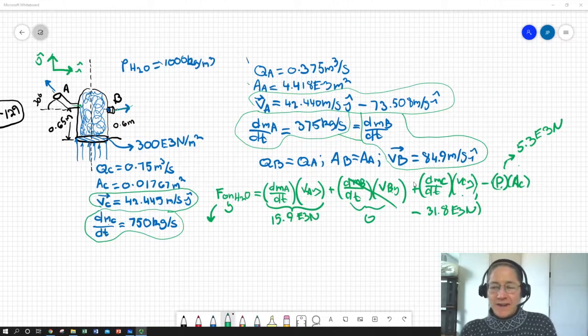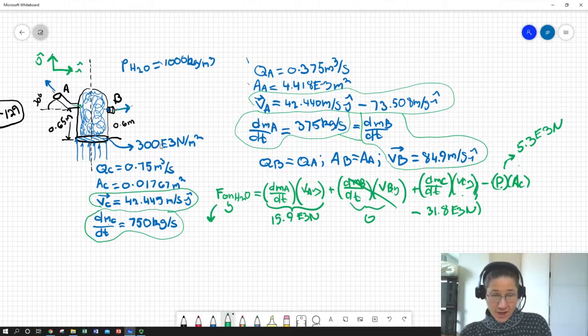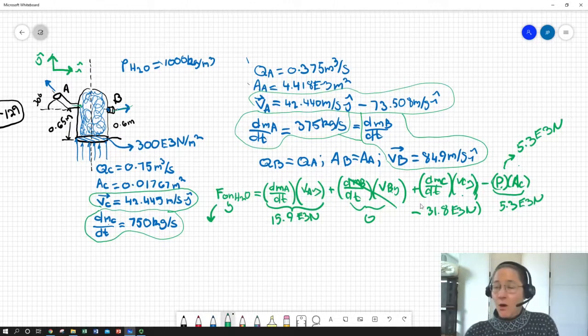Okay, here we are back having our calc error corrected. It turns out the pressure is 300,000 pascals, and our area at C gave us 5.3 kilonewtons, or 5.3 times 10 to the third newtons. So that's this final term. It turns out they all add up to 21.2 kilonewtons. So I was reading my sums wrong. So again, this is basically the force on the water from the hydrant.